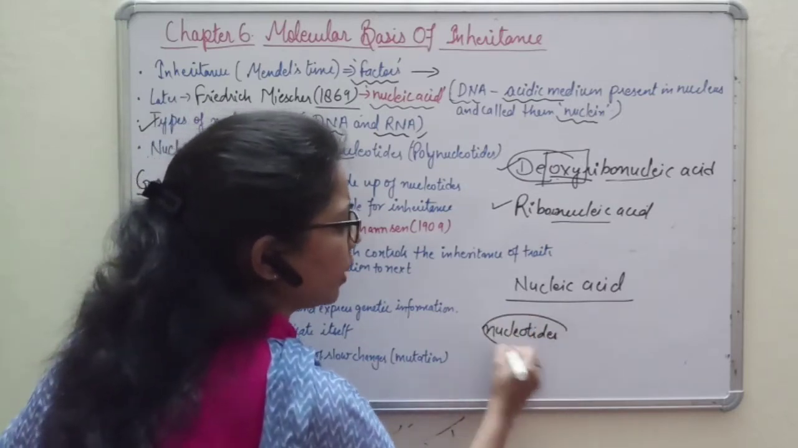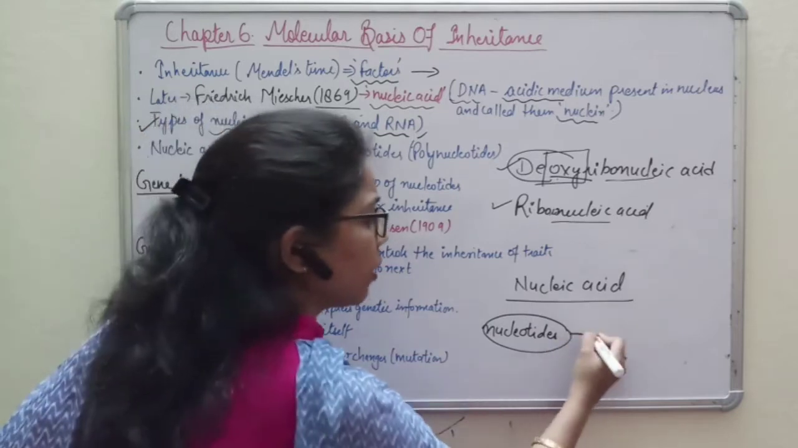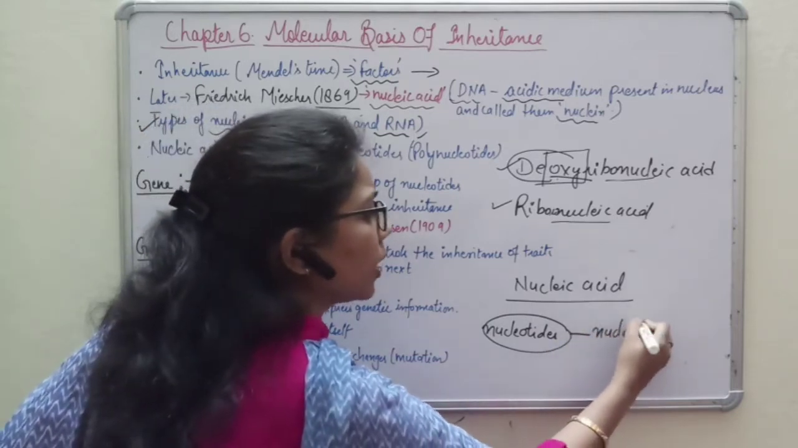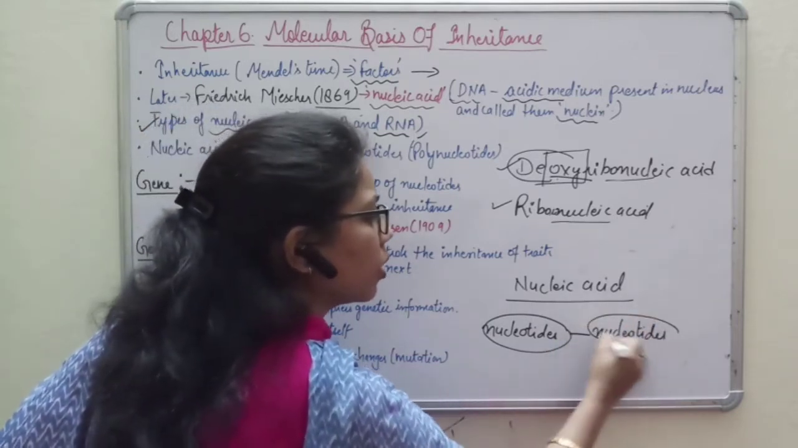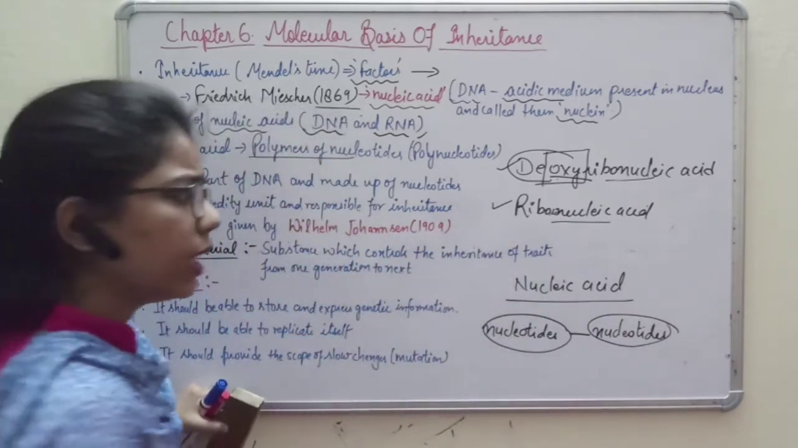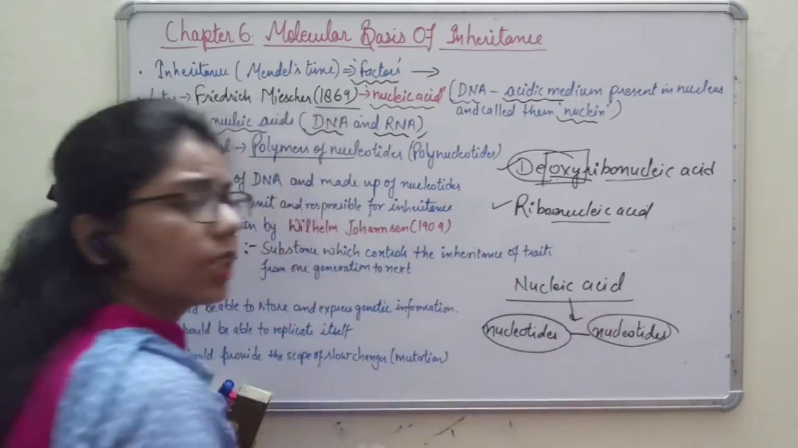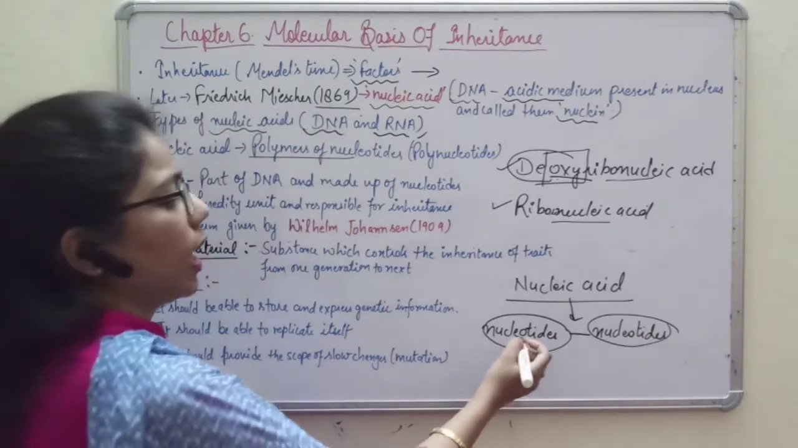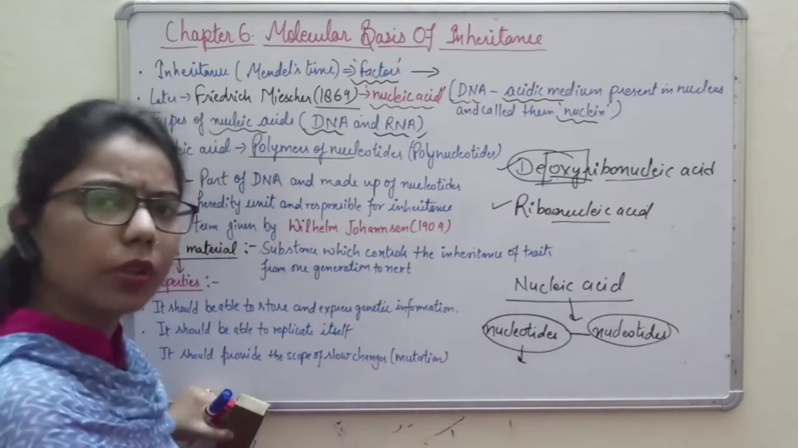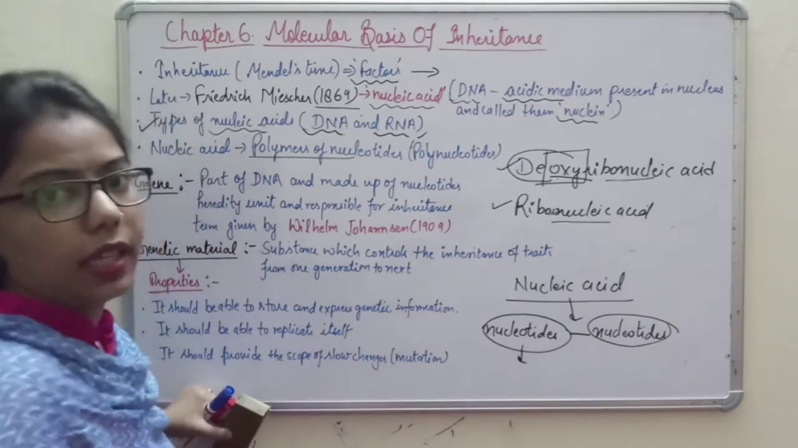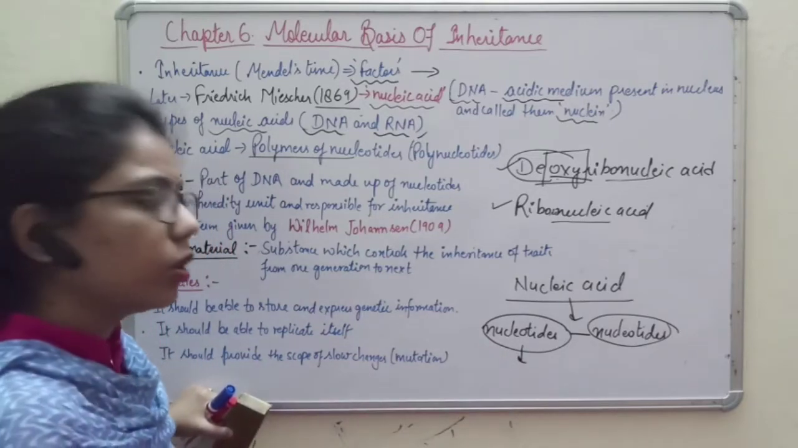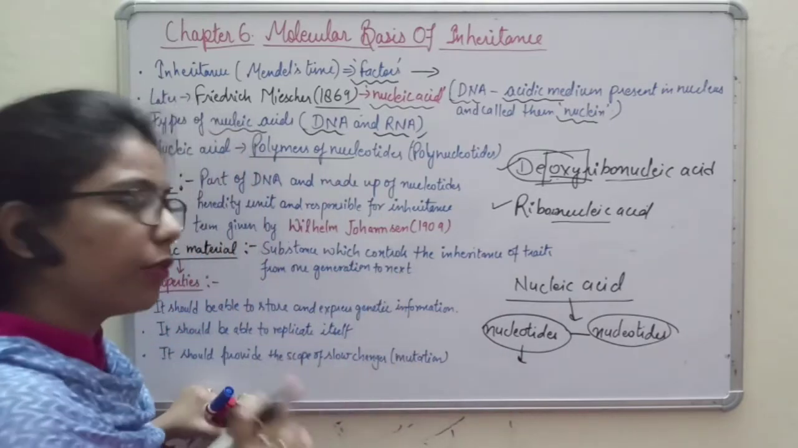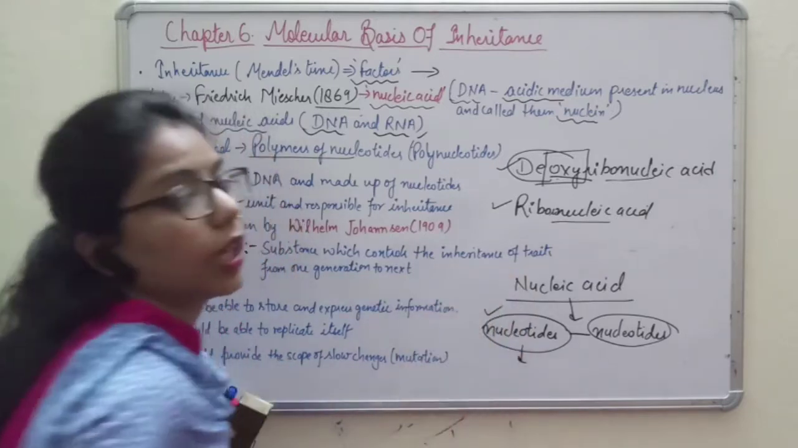Nucleotides. For example, this is one of the nucleotides. It is combining with other nucleotides. So what we are saying, this nucleic acid is a chain of nucleotides. Now we will understand one by one what a nucleotide is. A nucleotide is also made of something, then we will understand one by one how these nucleotides form.